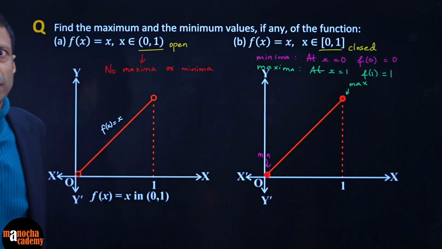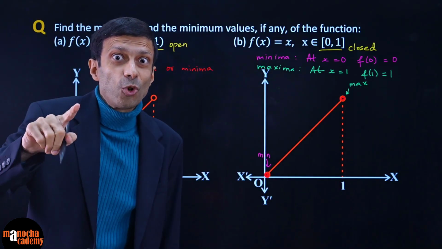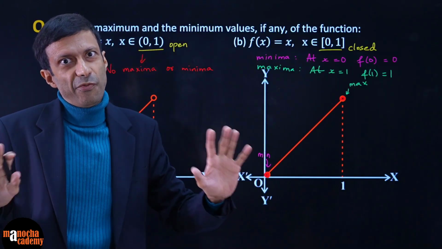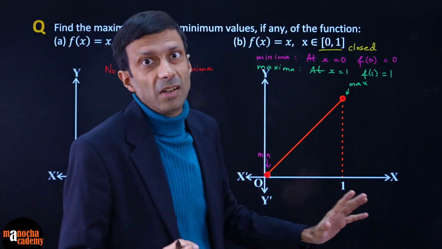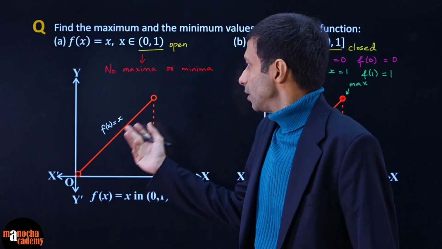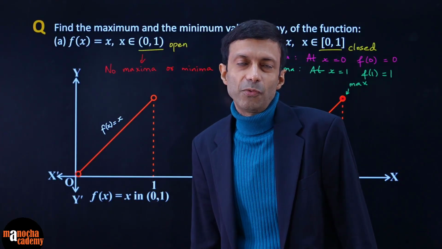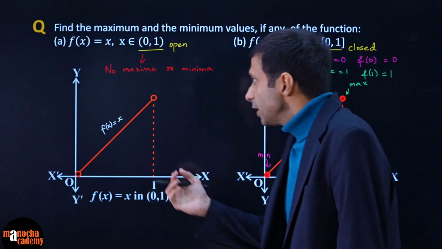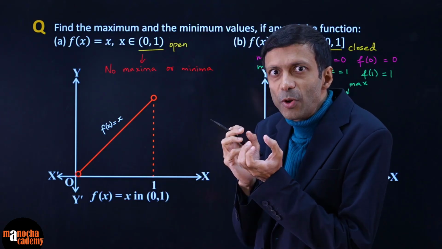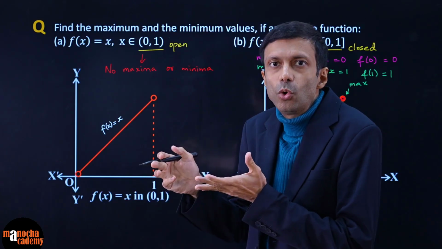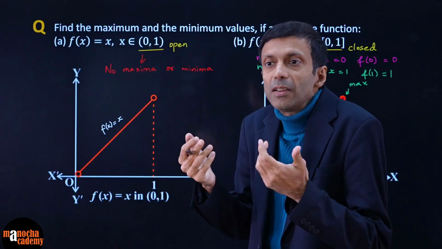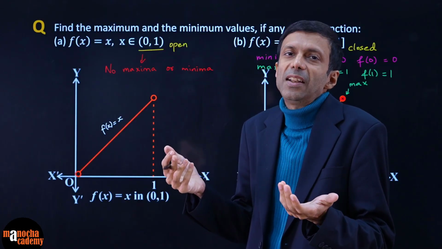There you go. So moral of the story: closed interval, defined. Open interval, you can't say the maxima or minima for this function. Yes, we can use the calculus concept of h tending to 0 or h tending to 1, but I want the value. We can't say that.